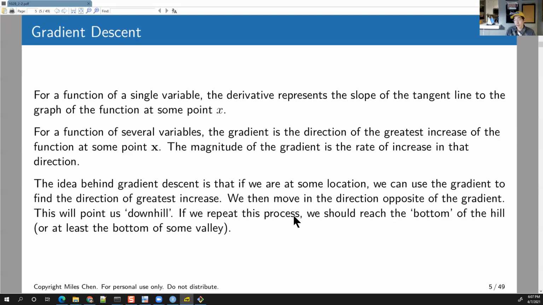And effectively, you just take a step and you keep asking, which way is uphill? I'm going to move in the direction opposite of uphill. If you keep doing this, you'll get lower and lower, and you'll eventually reach maybe the bottom of some kind of valley. And that's basically the idea of gradient descent. You can almost think of it as taking a ball, setting it up on a hill, and it's just going to roll downhill. We're just taking a ball, letting go, and it rolls downhill.